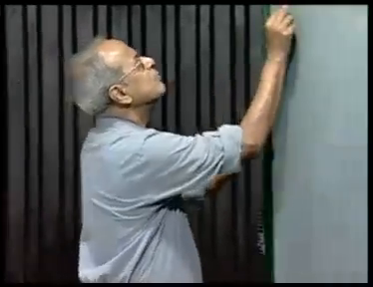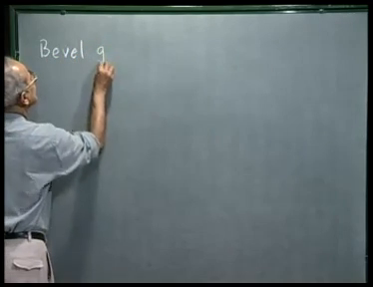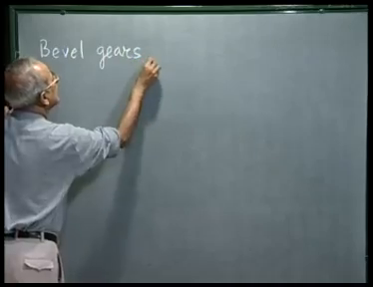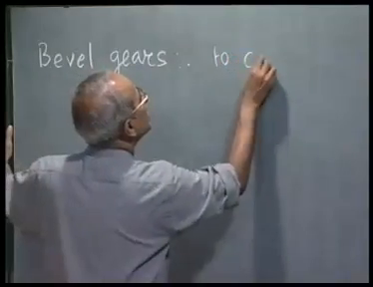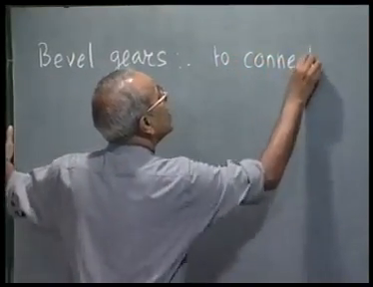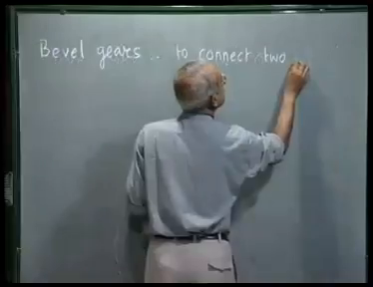So far we have seen how to connect two parallel shafts either by straight tooth spur gear or by helical gears. Helical gears can also be used as crossed helical gears to connect two skewed shafts. Now we discuss another very common type of gears which are called bevel gears. These bevel gears are used to connect two intersecting shafts.